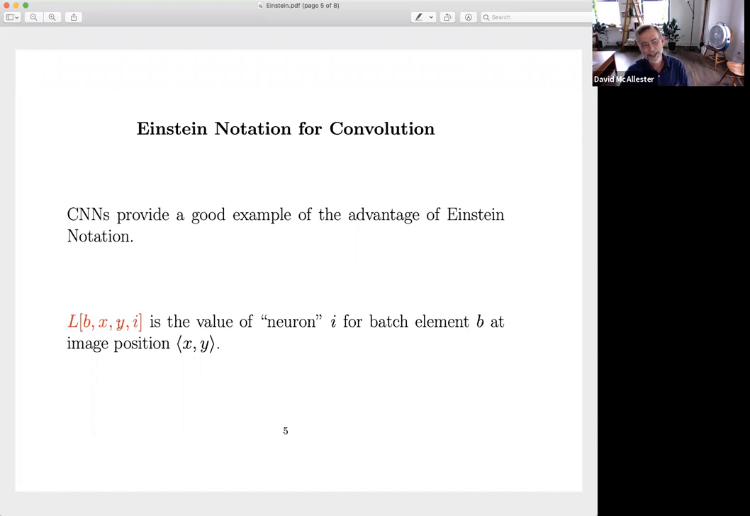This is the position in the image. The pixel in the image, or position in the image, is given by an x coordinate and a y coordinate. Convolutional neural networks are applied to images. And then this index is telling you, intuitively, the index of a particular neuron. So for a particular batch element at a particular position, we're going to have many different neurons that have produced values at that position in that batch element. And this is a kind of neuron index.